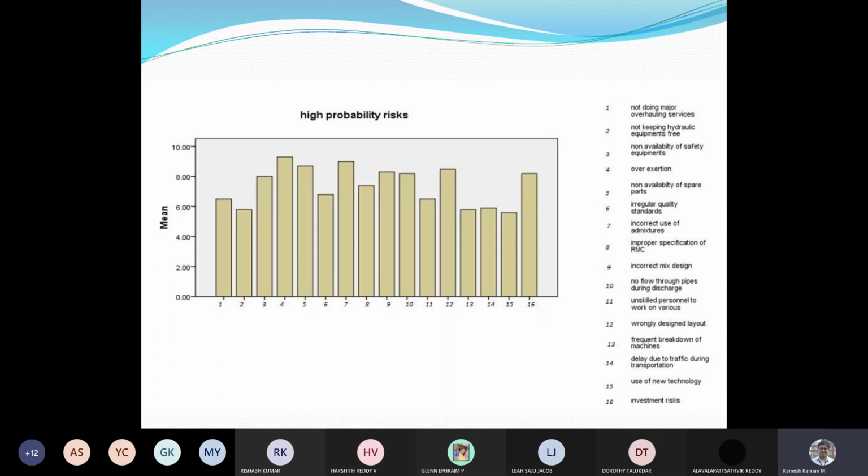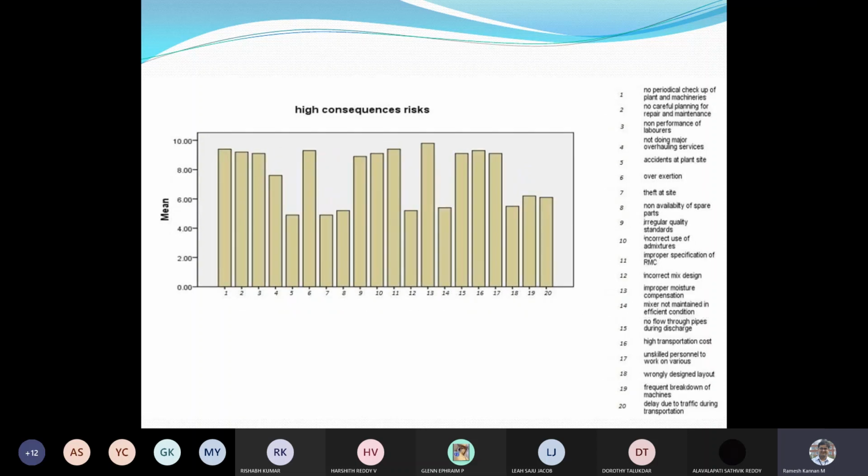An unskilled person to work, and wrongly designed layouts, and frequent breakdown of machines, and traffic problem, and use of new technology. Like as I told you, automated system, and you rely everything on automated system. At one instance, if something goes wrong, then you will be in a great disaster. As a company, even the company will incur huge upset. And then investment risk, like we use the older technology and we don't bother to invest in modern technology, so the return on investment on older technologies will be less, and the productivity will also be lesser in an RMC plant, something like that.